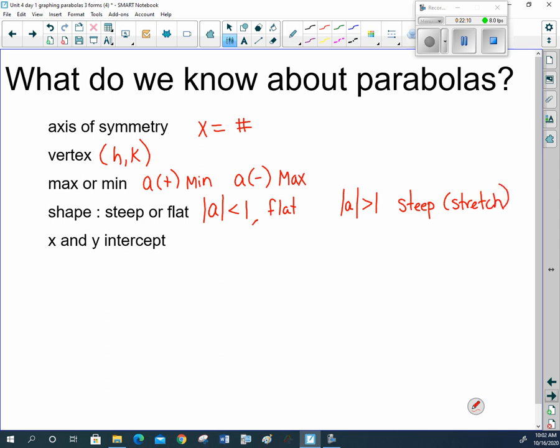And when it's flat, that's when we're shrinking it. We always compare it to 1. And now we can find an x and a y-intercept. So remember, an x-intercept is x comma 0, and a y-intercept is 0 comma y. So we've got that. We could do domain and range on our parabolas. So those are all things we know about our parabolas.